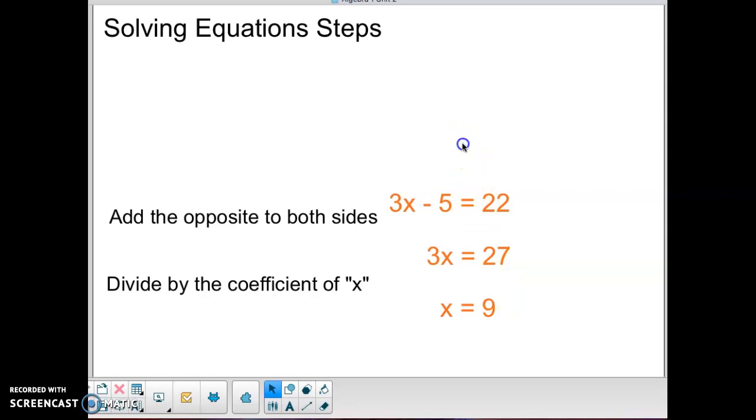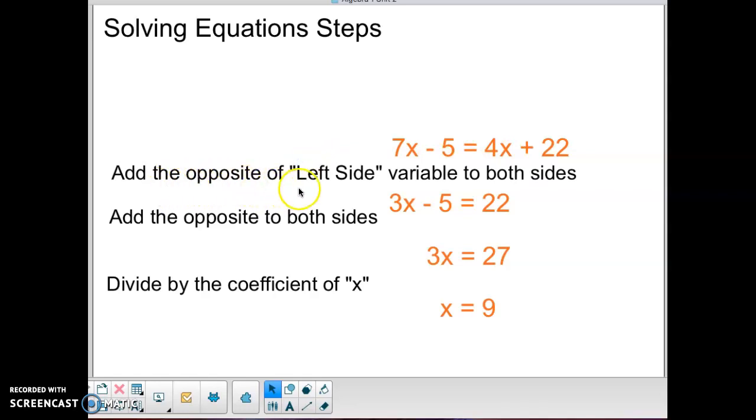But what if our equation started off as this, where I had variables on both sides of the equation? What step do we take to get from this type of equation to one that you already know how to do? Well, we want to take the variable on the right side and add the opposite of it to the left side. So what's the opposite of positive 4x? It would be negative 4x. So 7x plus negative 4x is 3x, okay?